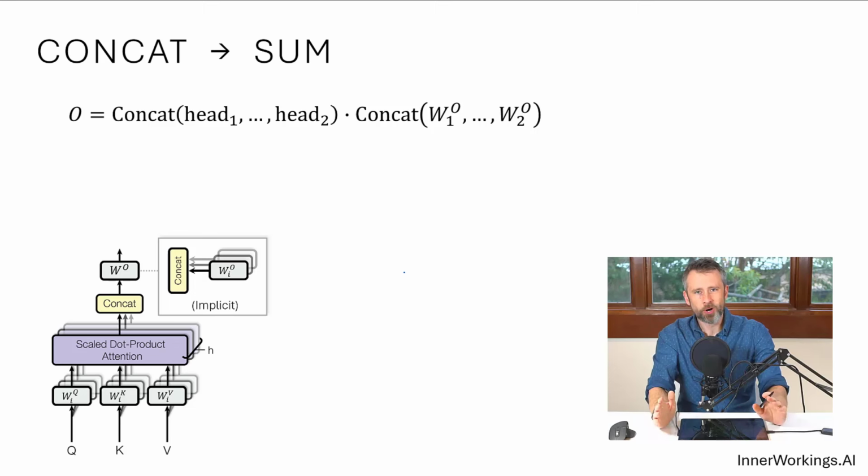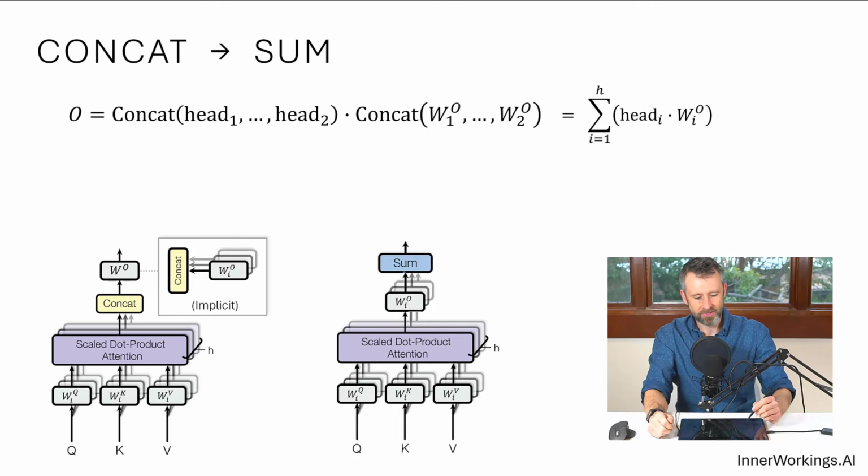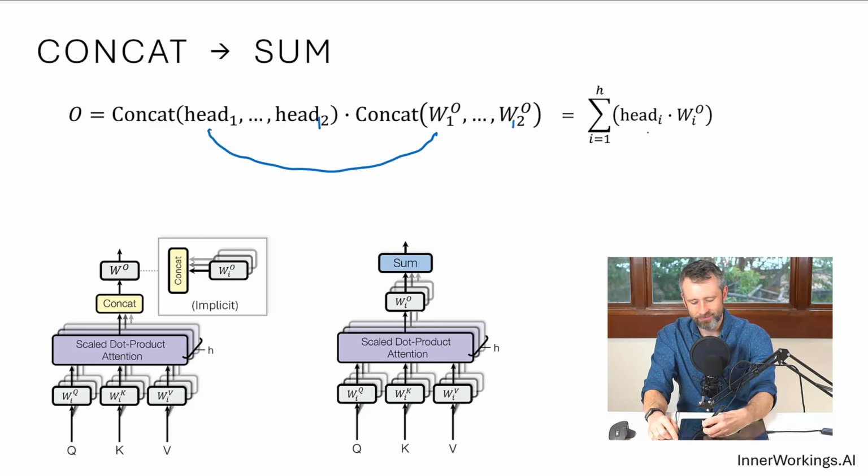If we want to go more conceptual, get a better intuitive understanding of what's going on here, we can replace these concatenations with a sum. It's a much nicer way to express this, right? We just take each of the heads, and these are the outputs of the heads, and we're multiplying them against their corresponding output matrix. And we can express that as multiplying each of them together and summing them up over the total number of heads. And that's pretty straightforward, right?